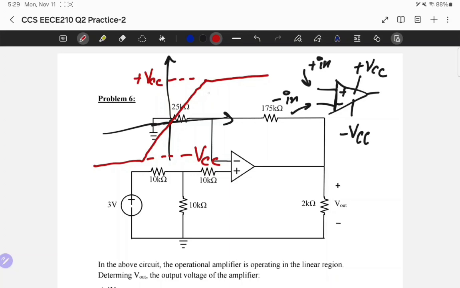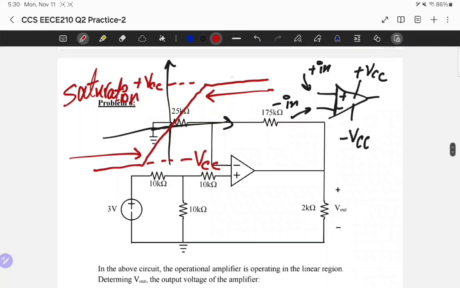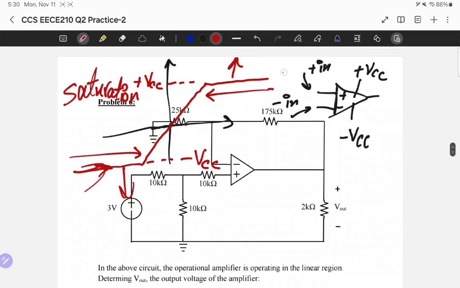So the regions from here and onwards, and the region from here and onwards, are called saturation. Now, what do I mean by saturation? If I find an output voltage which is greater than plus VCC or less than minus VCC, I say the op amp or the amplifier is saturated, and whatever value I get, I cap it down to minus VCC or plus VCC.